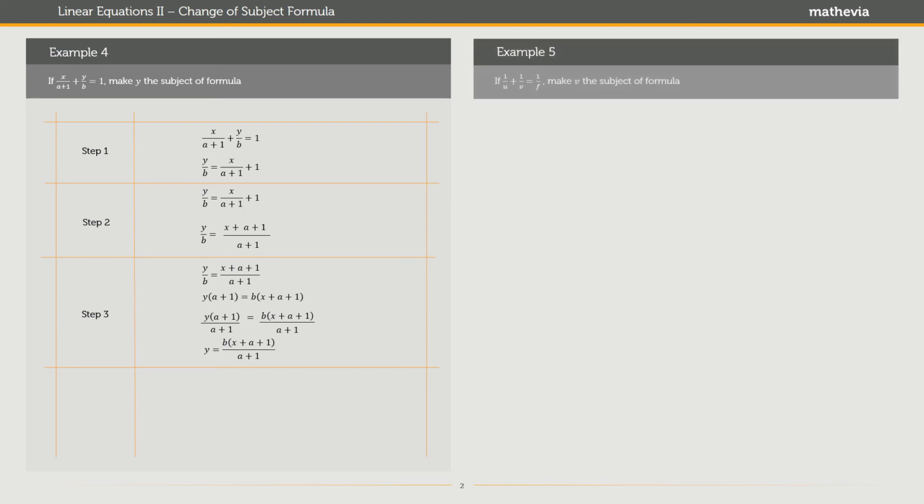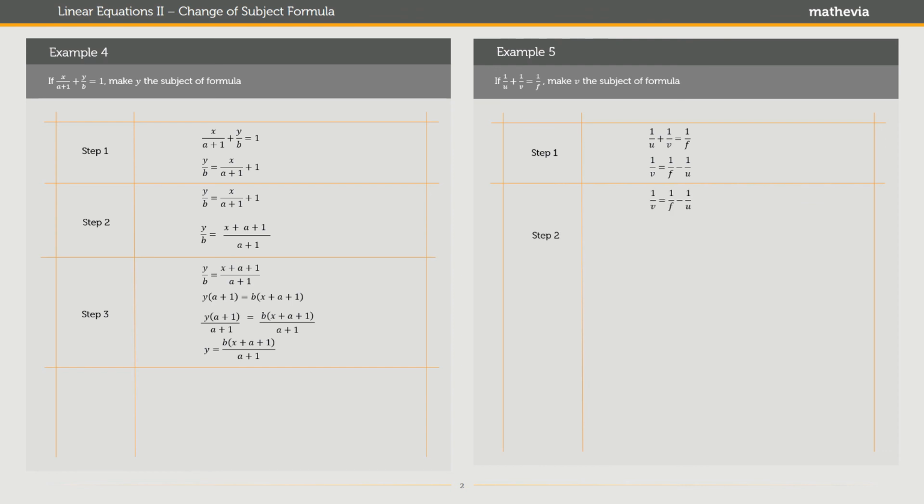So this is our final example, example 5, and we have more fractions in play here. We have 1/u + 1/v = 1/f, and we've been asked to make v the subject of the formula. How do we go about doing this? Remember, the first thing we want to do is get our fraction containing our variable, i.e. 1/v, over to the left and everything else to the right. So you have 1/v = 1/f - 1/u.